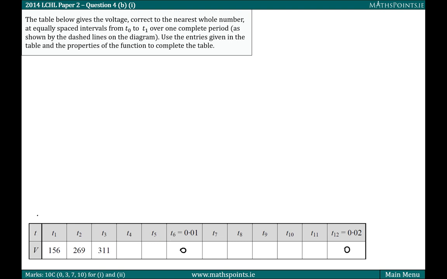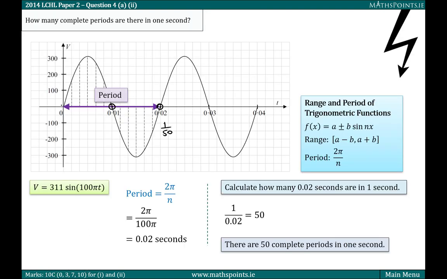T of 0, which isn't on our table here, but T of 0, the voltage at the time 0 is also 0. If we look at our graph, we can read that also. That's here. What else could we read? Well, here's our time periods. We have T1, T2, T3. I can see that T3 is the maximum. That's 311. Then I have T4, then I have T5.